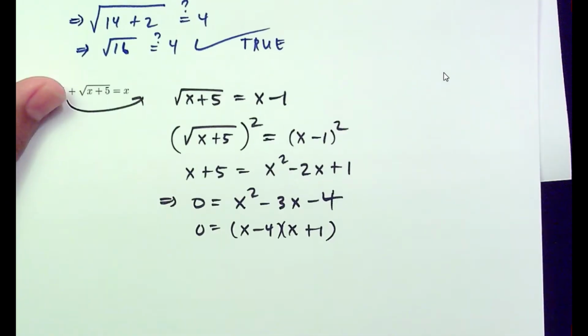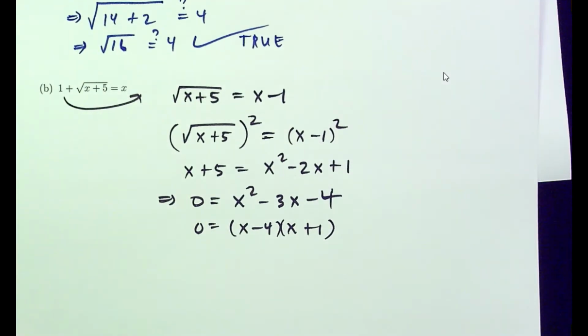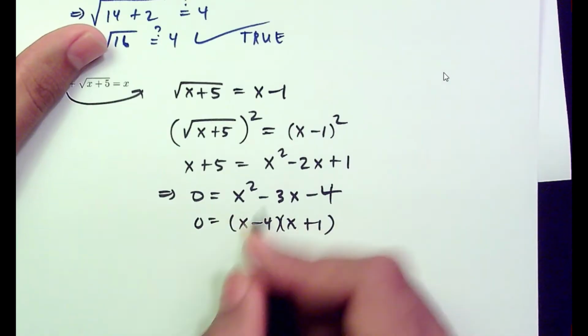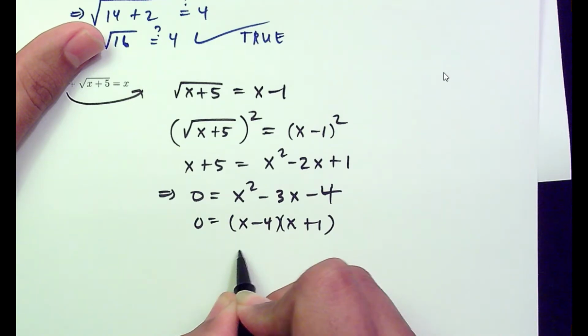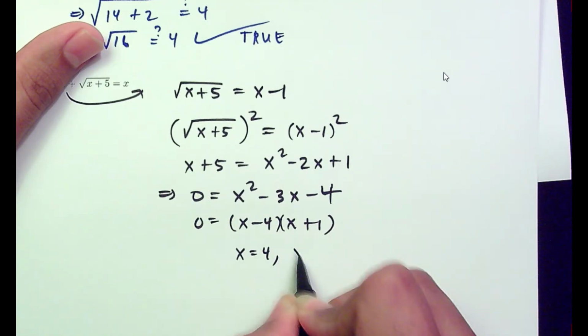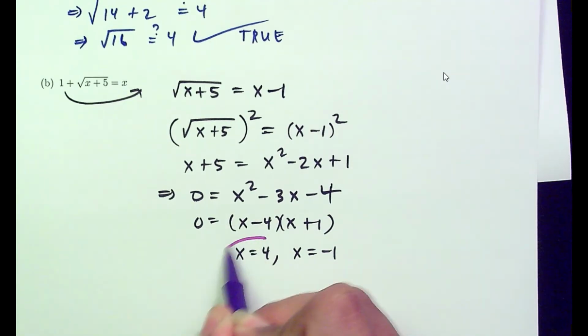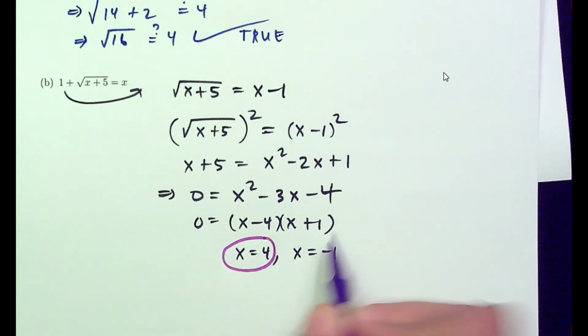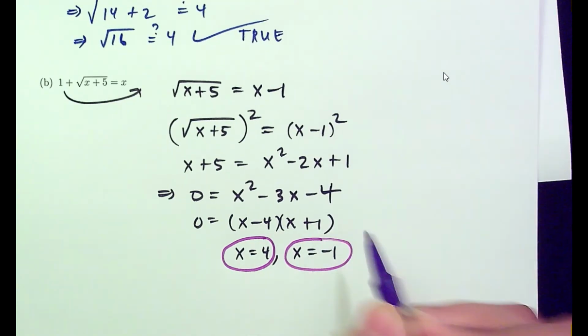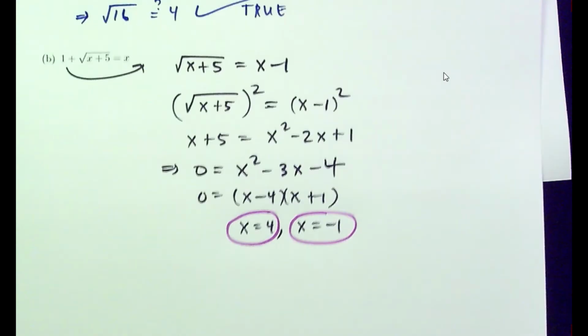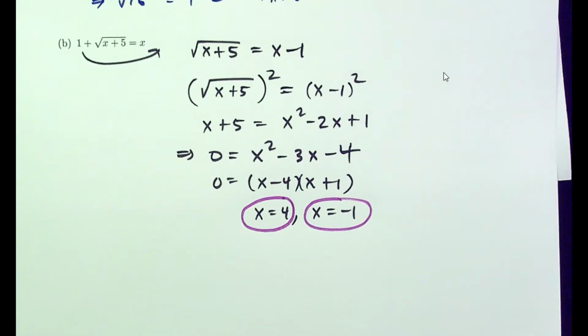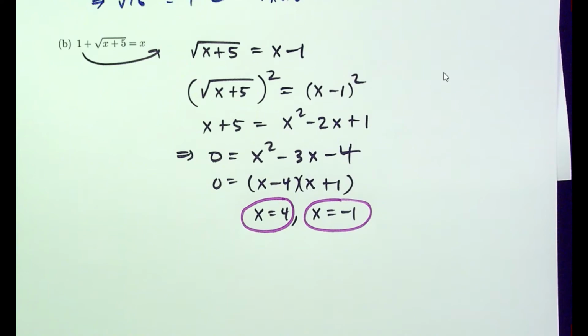Okay, and then setting each factor equal to 0. The first one gives me x equals 4. The second one gives me x equals negative 1. So we found two potential solutions. We do not know whether these are solutions. Okay, we cannot forget about double checking. You have to check your answers for rational equations and for radical equations. Knowing that you didn't make any mistakes is not enough. Remember that.